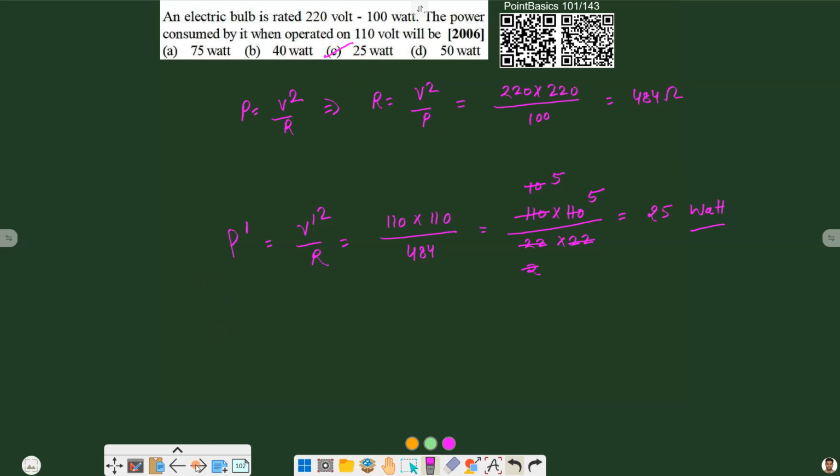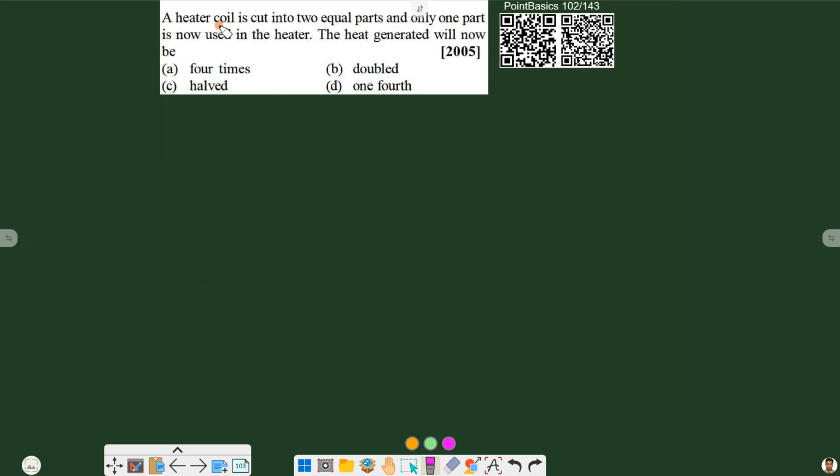Moving to the next question. A heater coil is cut into two equal parts and only one part is now used in the heater. The heat generated will now be.